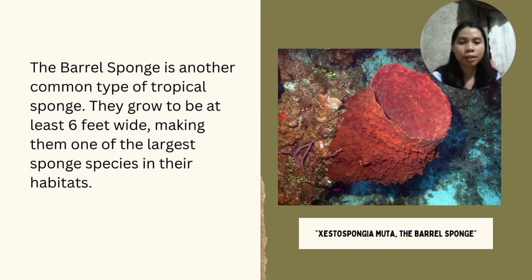And the last one is the barrel sponge. The barrel sponge is another common type of tropical sponge. They grow to be at least 6 feet wide, making them one of the largest sponge species in their habitats. They are called barrel sponges because of the way they look. They are barrel shaped and have very large openings, the osculum, at the top of them. So, that's it for my part. Miss Armenia and Miss Martitian will continue to discuss the classification and characteristics.